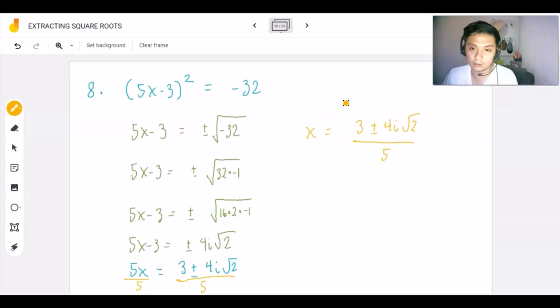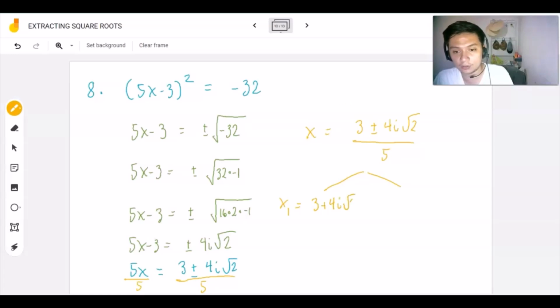So, we can no longer reduce this algebraic fraction to its simplest form kasi nga, wala namang common factor ang 3, 4, and 5 bukod sa 1. They are what we call relatively prime. So, meaning, this here shows already the roots of this given quadratic equation. And again, pakita lang natin paano pa yung other way of writing the roots ng hiwalay. So we have x sub 1 is 3 plus 4i square root of 2 all over 5. And then x sub 2 is 3 minus 4i square root of 2 all over 5.